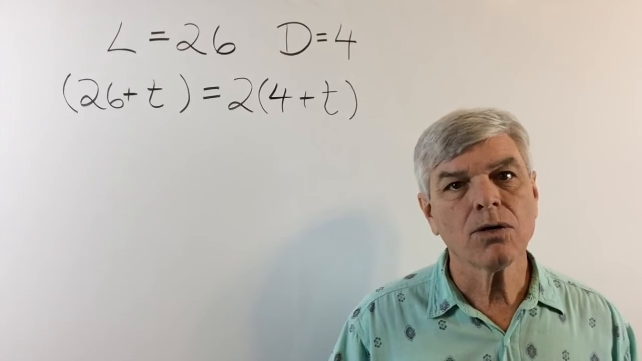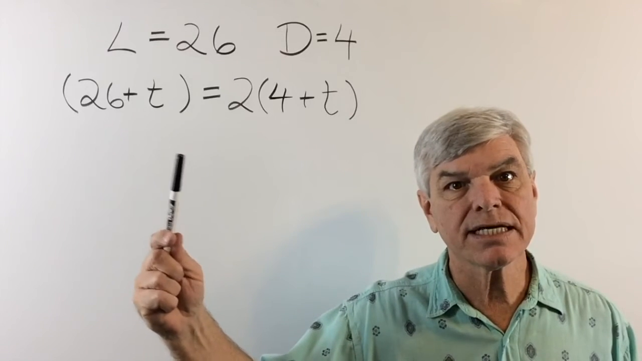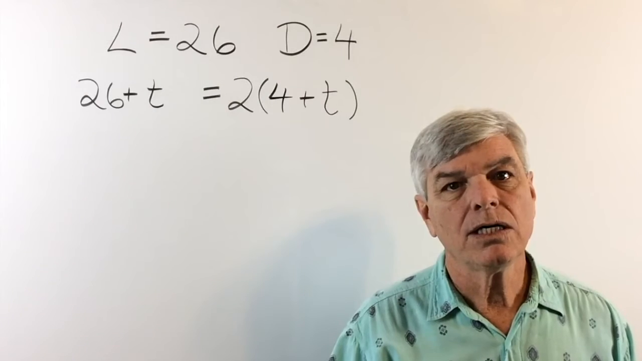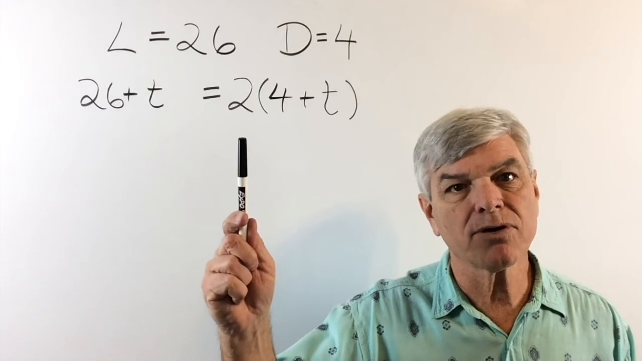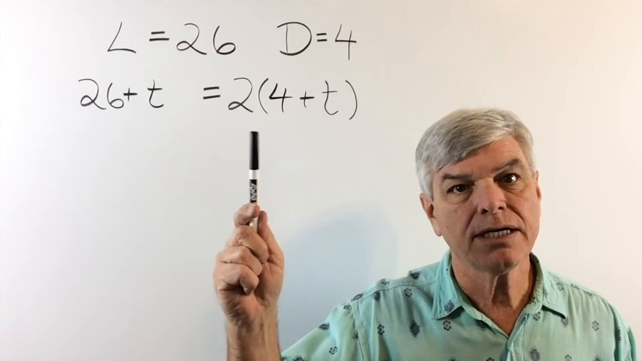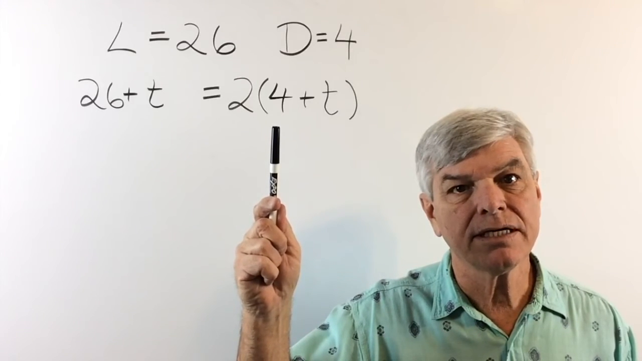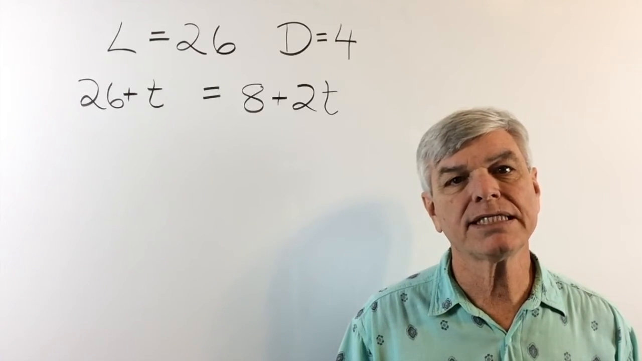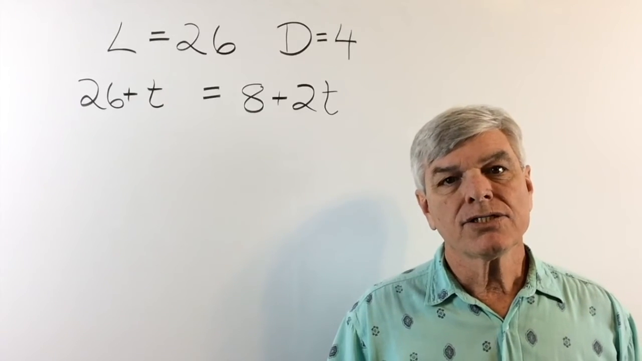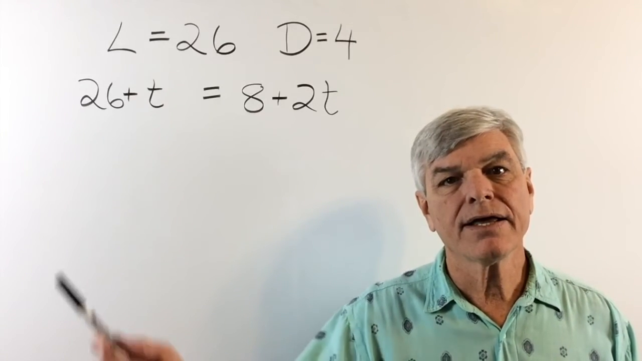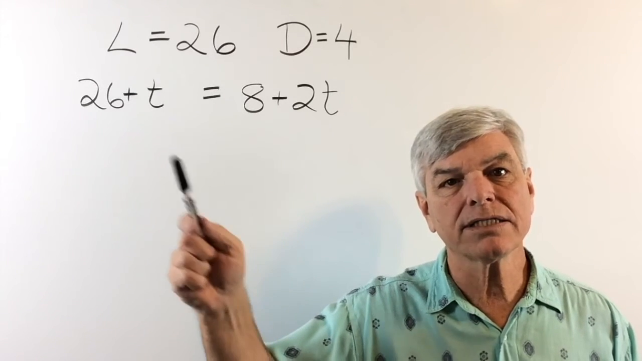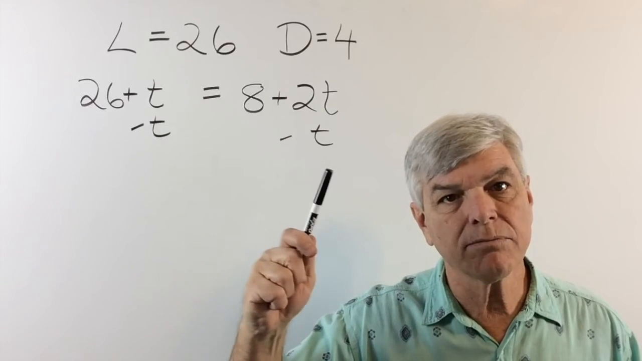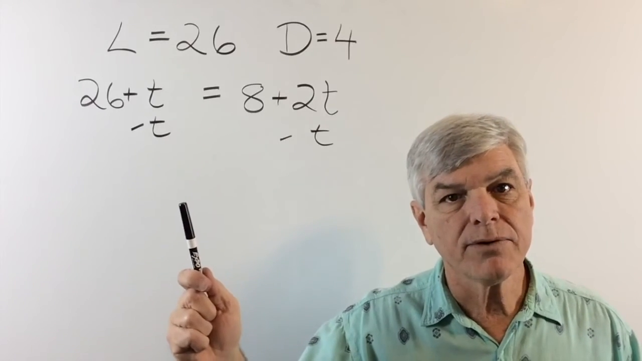Okay, so let's bring this out of the parentheses, and since there's a positive in front of it, we're not going to change anything. And since we have a 2 in front of this parentheses, we need to distribute that 2 to both of these items. 2 times 4 is 8, and 2 times t is 2t. So let's bring this t over here, since it's the smaller t. That's right, we're going to subtract t from both sides. That's going to remove that t.